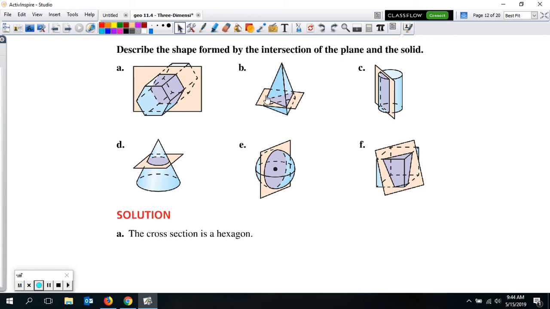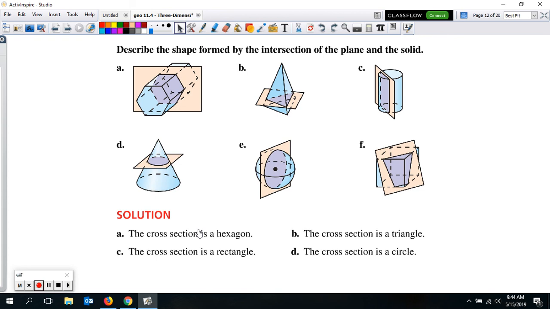On B, you can see this one is a triangle, so it's a triangle for B. For C, on this cylinder, if you cross-sect this would be a rectangle right there. So a rectangle for C. This one is another circle. If you just cross-sect the cone that way, it's going to end up with a circle. You cross-sect this sphere, this kind of ball shape, straight down. That's going to also give you another circle cross-section.